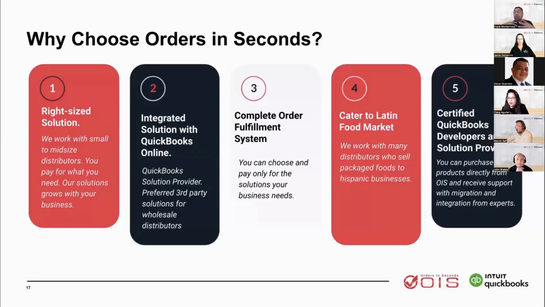And with our solutions, we have everything in one. So we just enable the ones that you need in order to make it easy for everybody. So basically, this is the main reason that you should be choosing OIS instead of A, B, C, D, because we got it. We understand. We breathe distribution. That's what we do. So let's move on. Thank you, Frank.